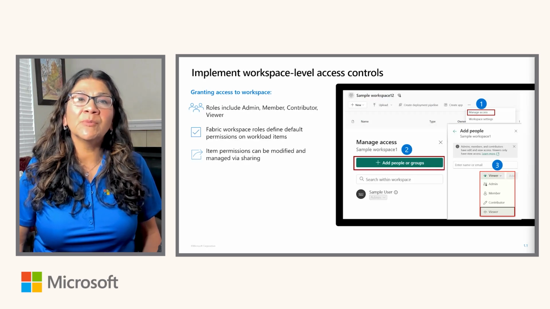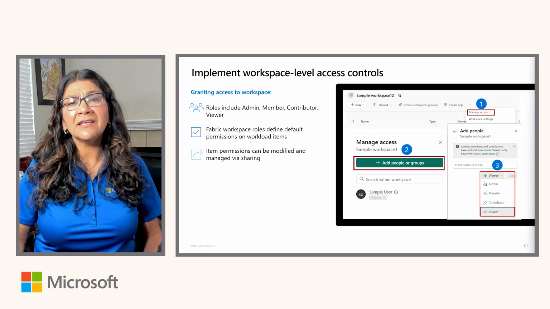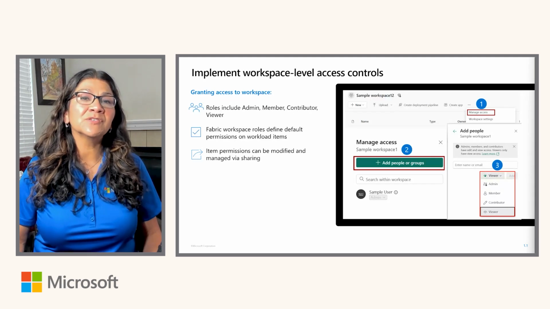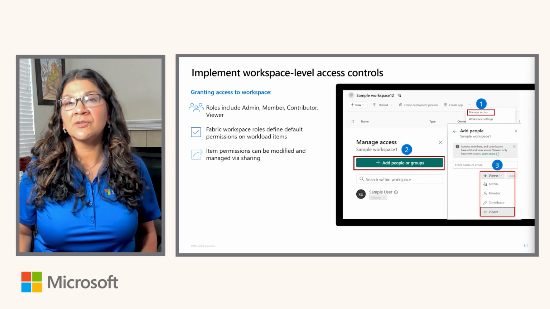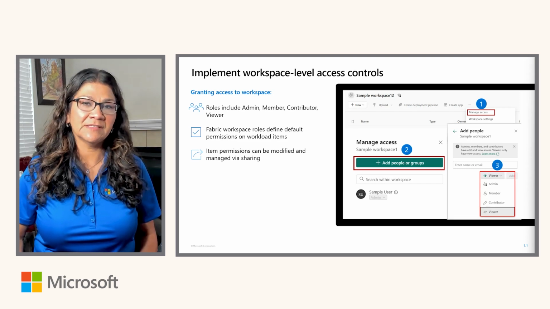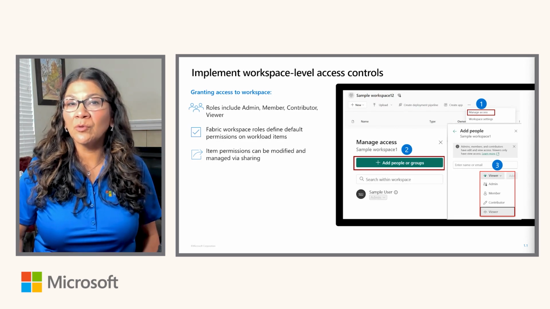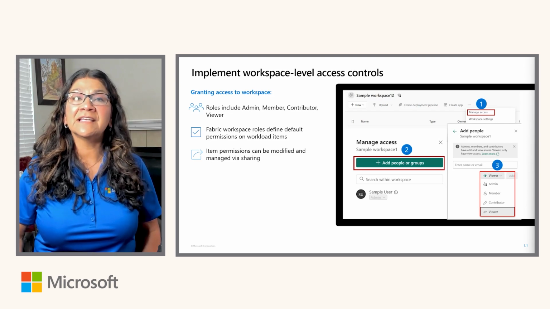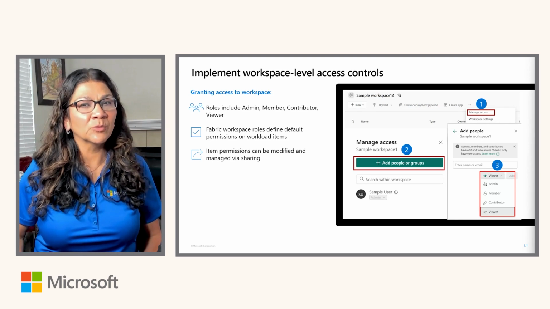A critical point to remember in your implementing security and governance section of the exam is how to implement workspace-level access controls. Remember that workspace roles define default permissions for the items inside the workspace. Review the steps to grant access to your workspace. To do that, you first are going to need to be a member of the member role in that workspace. After that, you will need to give others access to the workspace by adding them to the workspace roles.